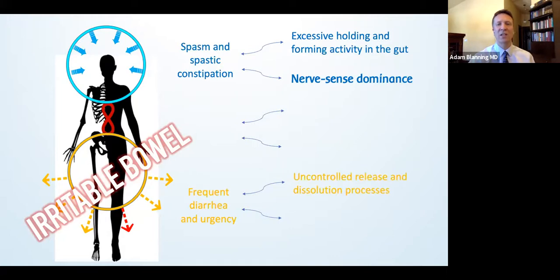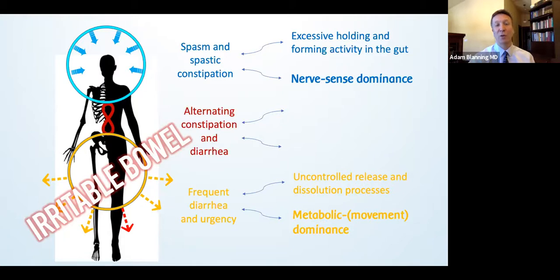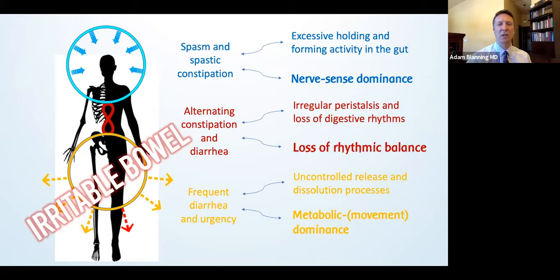On the other side, with irritable bowel, you can have primarily symptoms of frequent diarrhea and urgency. And there it's not hard to see that there's an uncontrolled release and dissolution process. There is a metabolic or a movement dominance, that things move very quickly through the bowel, and this urgency speaks to a kind of uncontrolled movement. And then in the middle, we can have an alternating constipation and diarrhea, which is really a picture of irregular peristalsis, a loss of digestive rhythms, and a loss of healthy rhythmic activity in the digestive system.